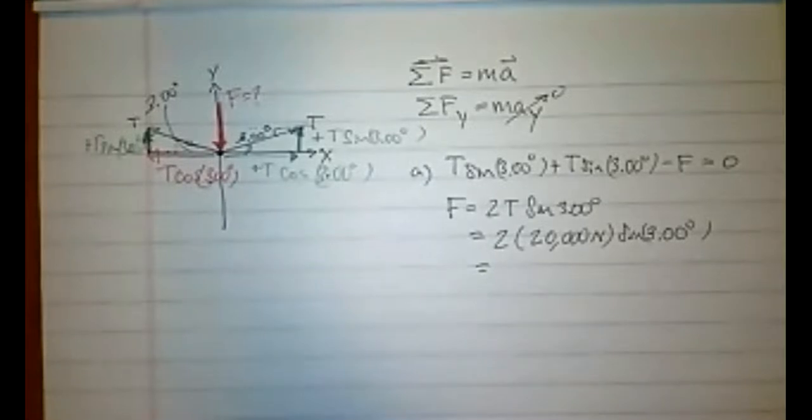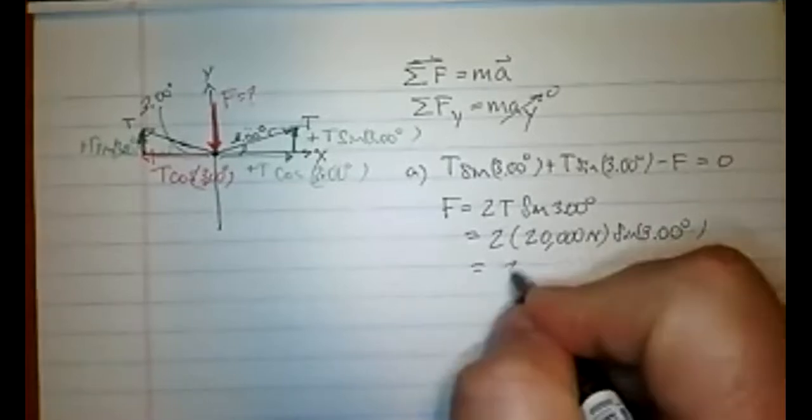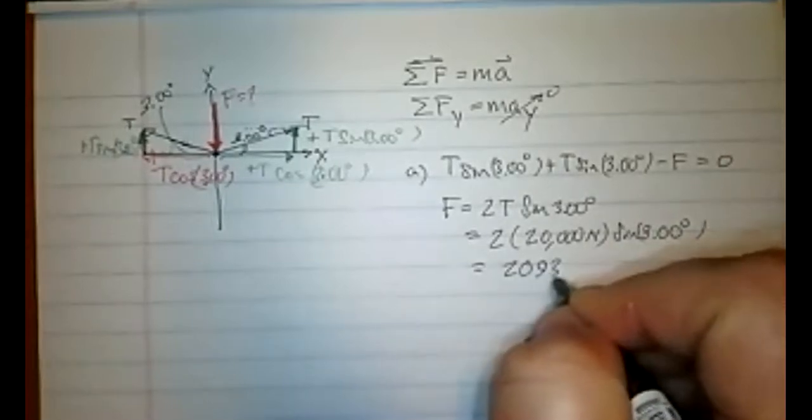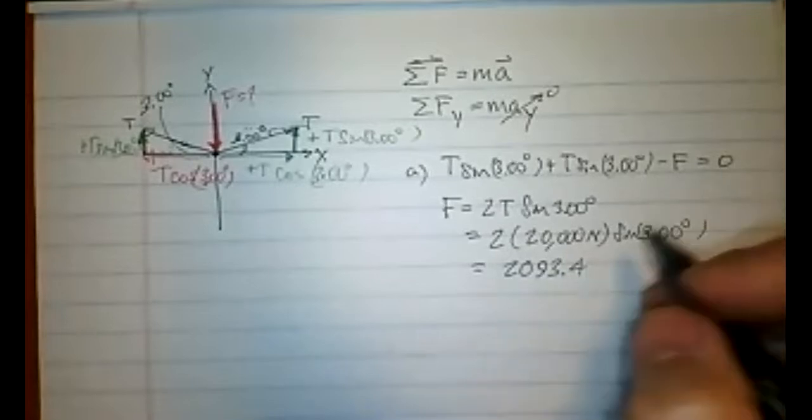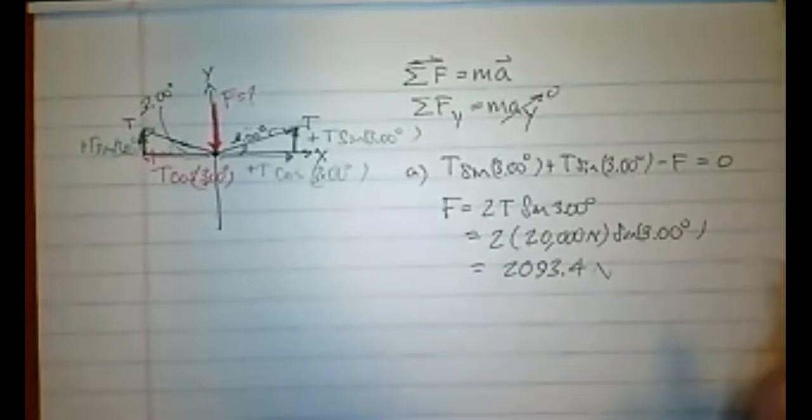I've done it once already. I just want to make sure I didn't make a mistake. So this is my third run. 2 times 20,000 times the sine of 3 degrees, and I get 2093.4 newtons.